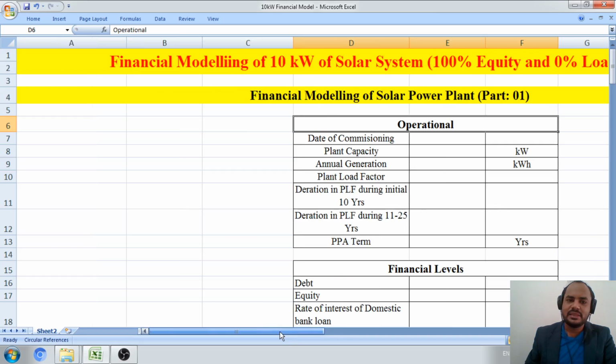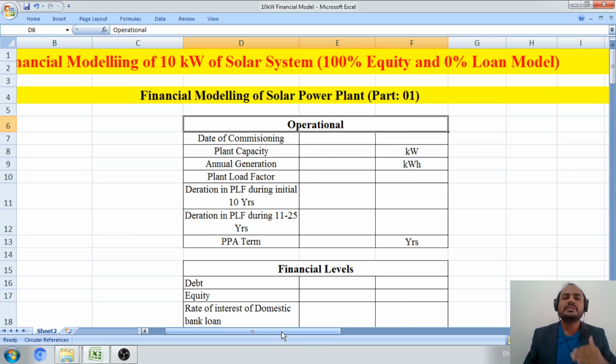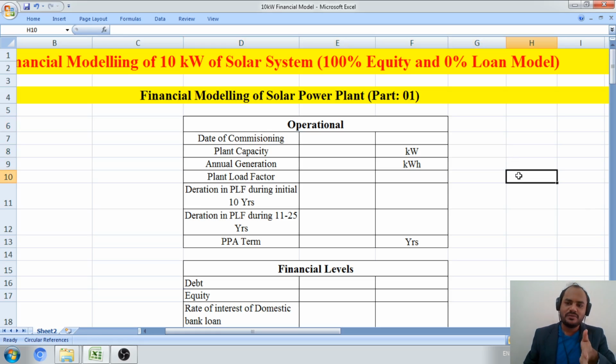Basically, in financial modeling, this parameter is very important when we are preparing the design report or when we are convincing investors, bankers, or a particular consumer regarding the installation of a solar power plant. Whenever we try to formulate this Excel sheet for financial modeling, we're going to consider each and every parameter one by one. Today's session, we're going to discuss which parameters we require in the financial modeling.